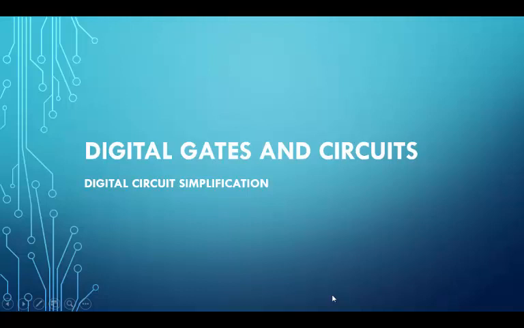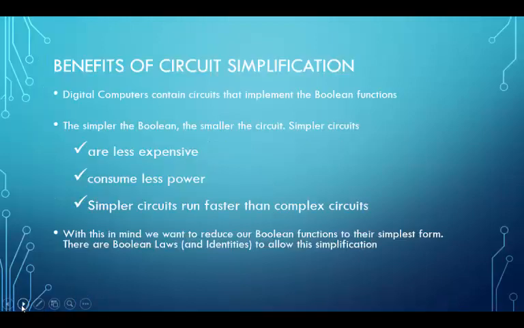One of the important steps in using digital gates and circuits is digital circuit simplification. The benefits are that digital computers contain many circuits that implement Boolean functions. The simpler the Boolean, the smaller the circuit. Simpler circuits are less expensive, consume less power, and run faster than more complex circuits. With this in mind, we want to reduce our Boolean functions to their simplest form.